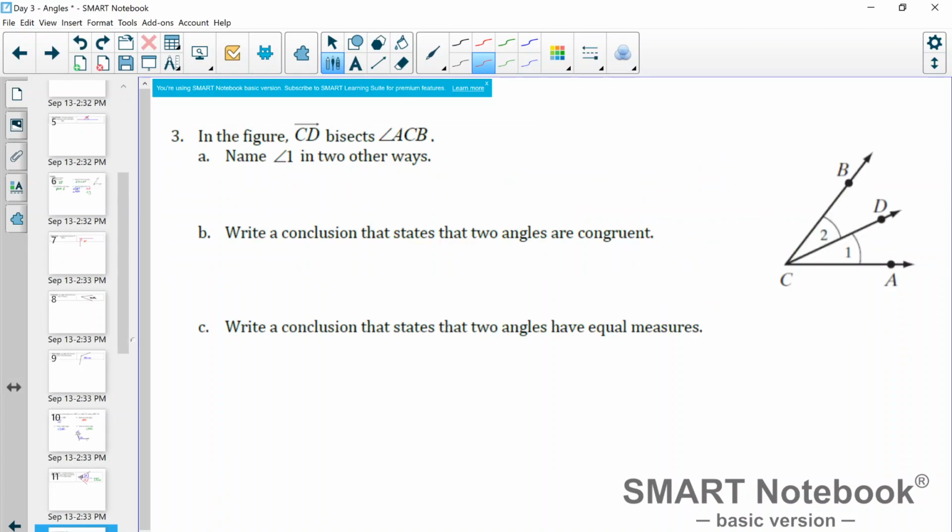For instance, we have CD here bisecting angle ABC. We have to name angle 1 in two other ways. So angle 1 is this part right here. Now I always say follow where the arcs touch. So from here to the vertex and back up, we have our three letters, A, C, D. So we can say angle ACD. And we can also go in the other direction, from D to C to A, or angle DCA.